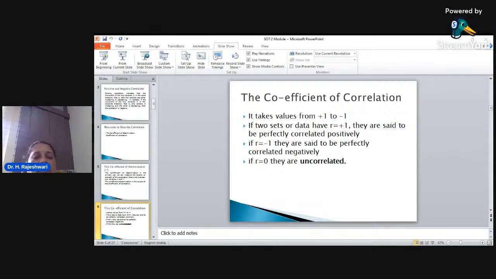In the coefficient of correlation, the value is between plus 1 to minus 1. If two sets of data have r equal to plus 1, then we can say they are perfectly correlated positively. If the value is plus 1, that means there is a perfect relationship. That means there is no other variable that is acting. If this is increasing by one particular amount, the other will also increase by the same amount. So then we can say perfect correlation. If r is minus 1, then also there is perfect correlation, but it is negative.